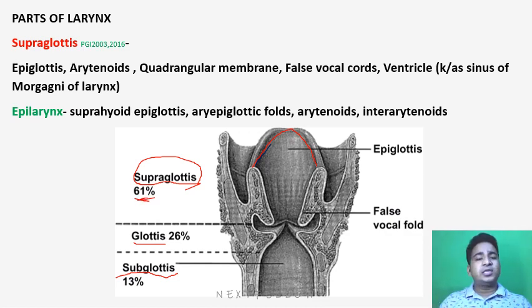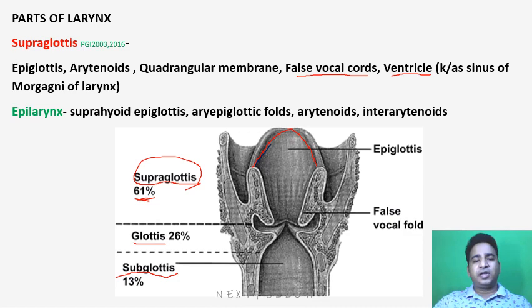So what are the parts which are coming under the supraglottis? Firstly the epiglottis, then comes the arytenoid, then comes the quadrangular membrane, which is above the level of the vocal cords, and then the false vocal cord is also a part of supraglottis. Don't get confused that the false vocal cord is a part of glottis. No, the glottis means only the true vocal cords. So false vocal cord, then comes the ventricle.